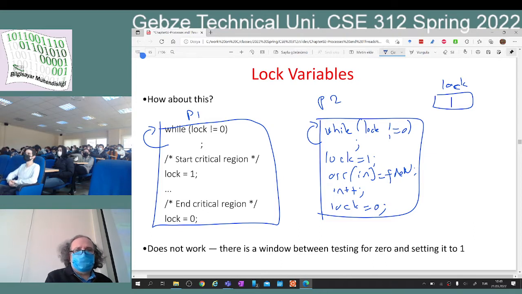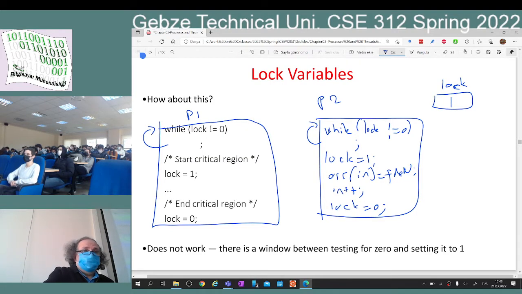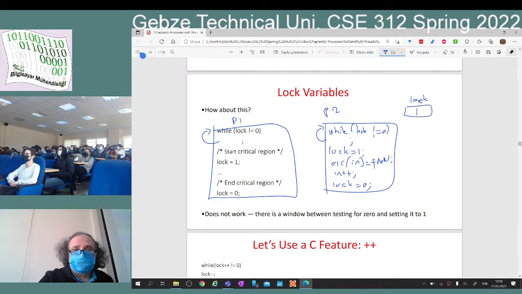All the processes are running the same code. If the global variable named lock is 1, P1 cannot enter this critical region, and P2 cannot enter this critical region. If it is 1, that means somebody is using it, right? So I am going to wait for that process to leave the critical region. When they leave the critical region, they will make lock 0. That's the idea of the lock variable. It's a global variable, and I am going to share it. I am going to use this to see if anybody is in the critical region.